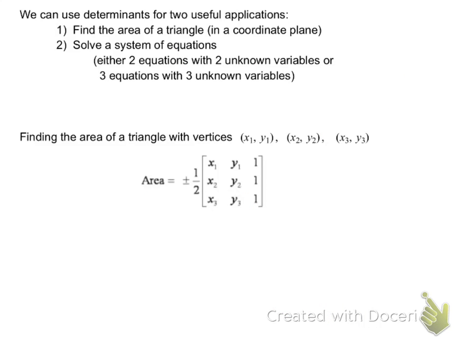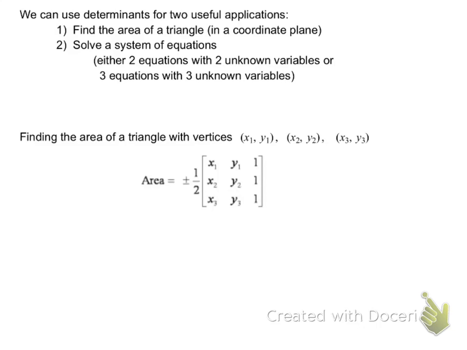And so now we can use determinants. We've learned how to evaluate determinants, and we can use determinants for 2 useful applications. One, finding the area of a triangle, and typically the normal formula for the area of a triangle, if you recall, is 1/2 base times height. And so we're going to find the area of a triangle that doesn't necessarily have to be a right triangle. And we can also solve a system of equations, either 2 equations with 2 unknowns, or 3 equations with 3 unknown variables.